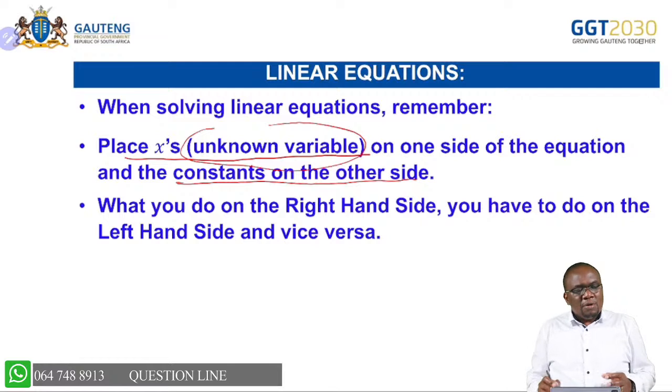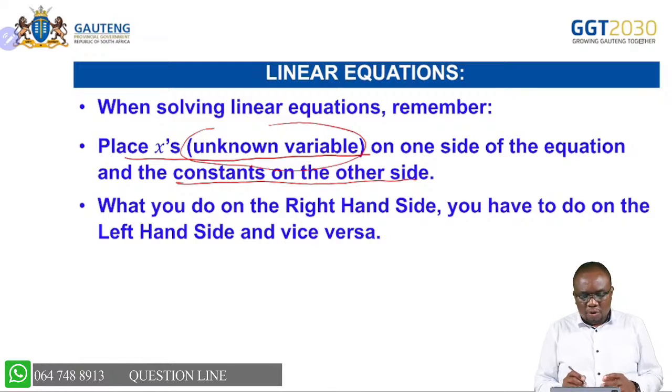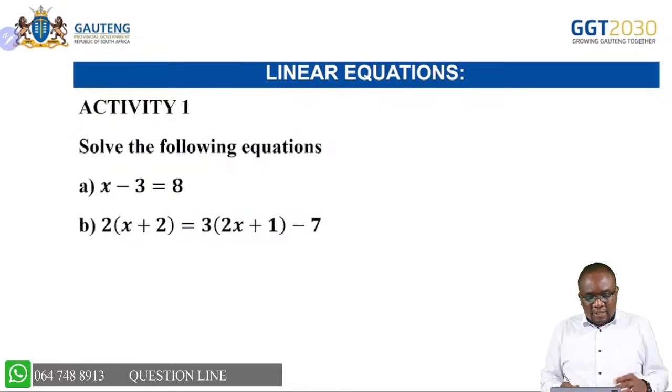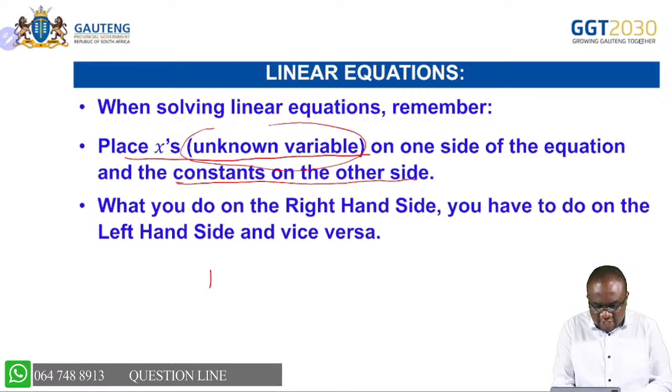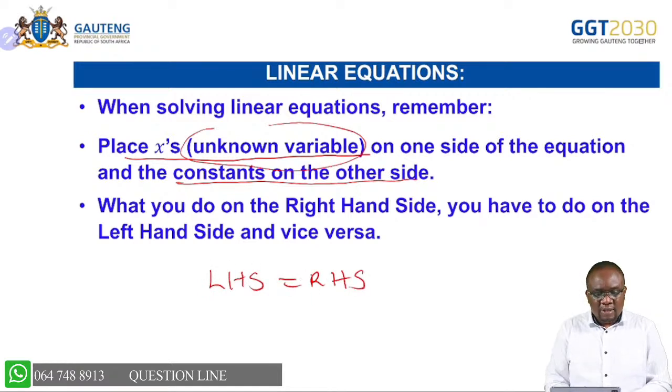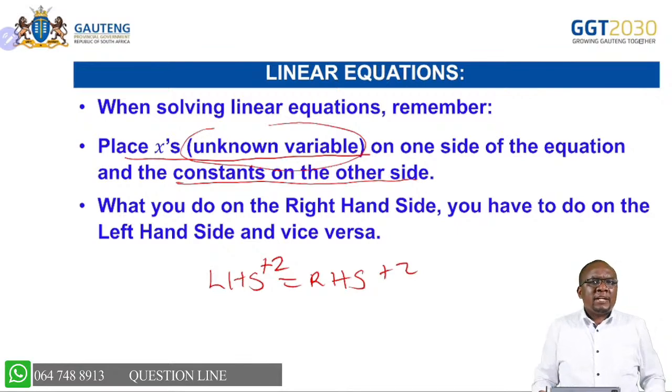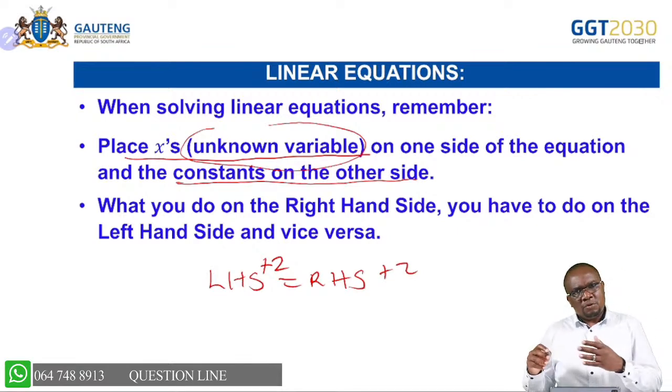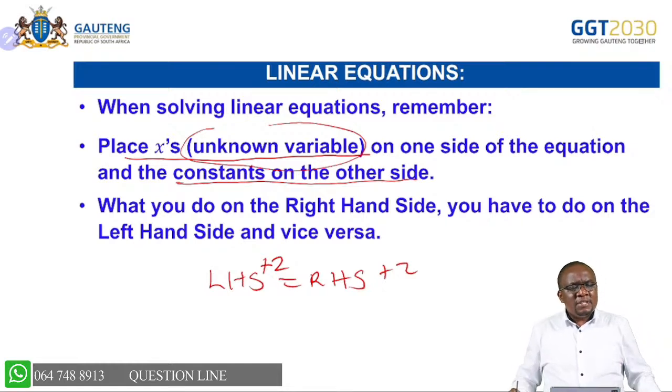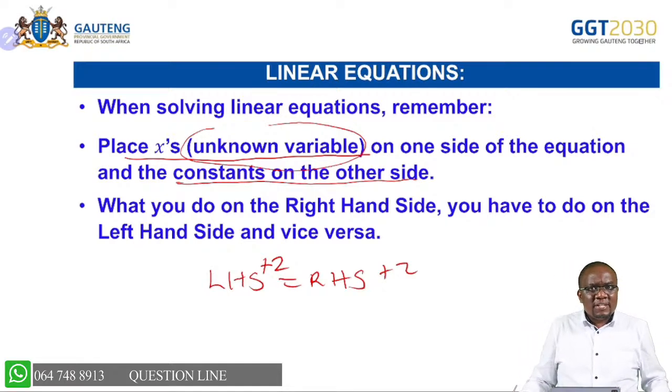And then what you do on the right hand side, you have to do on the left hand side of the equation. Remember, an equation is what? A right hand side and a left hand side. So we have left hand side equals right hand side. If I say plus 2 this side, I must say plus 2 this side. If I divide by 4 on the left, I must divide by 4 on the right. What you do on the left, you must do on the right when you're solving the equations. Remember, you did the additive inverses and the multiplicative inverses in grade 9. Remember those things. We have to apply those things here.